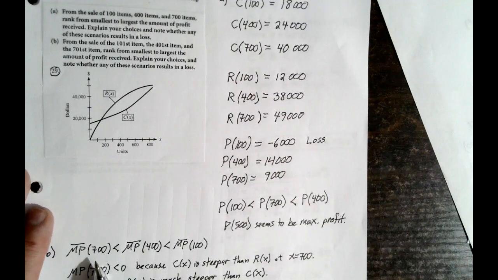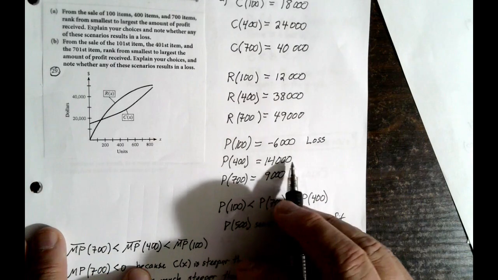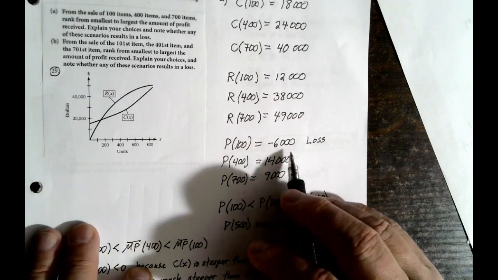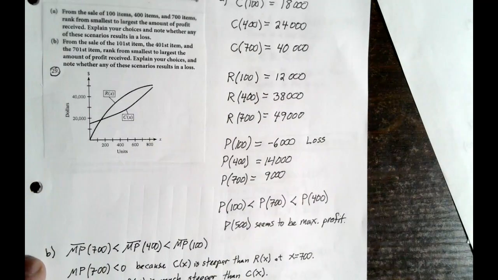Part B says rank them from smallest to largest by marginal profit. The profit from 700 is $9,000, the profit from 400 is $14,000, and the profit from 100 is negative $6,000. The marginal profit for 700 is less than zero. It's actually negative because the cost is steeper than the revenue at 700. At 100, the revenue is much steeper than the cost, and so the marginal profit at 100 is greater.